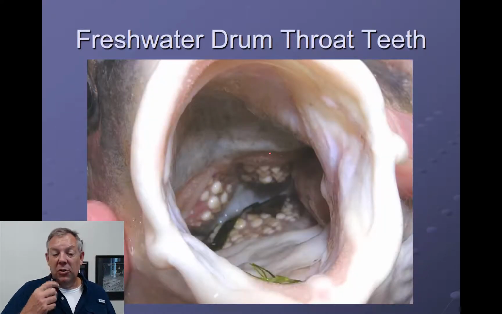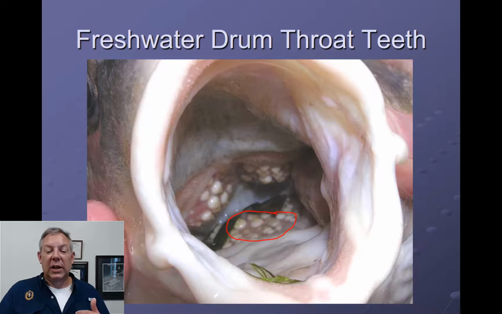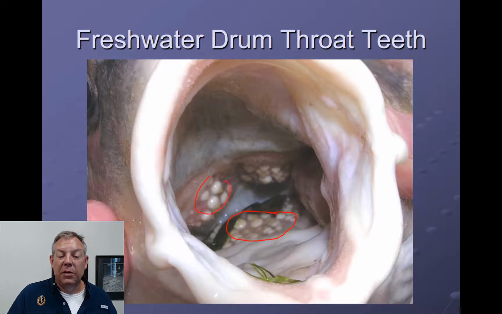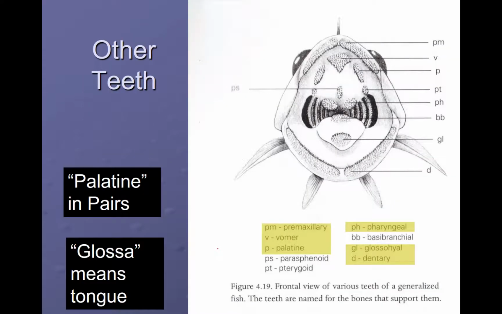Here, this is a picture I took looking down the throat of a freshwater drum. And here you can see what we just saw, the ventral teeth, and then you see some on the top portion of the esophagus. It's very much like your molars, right? They can grind against each other and crush things up, but it's down in their throat. Pretty cool.